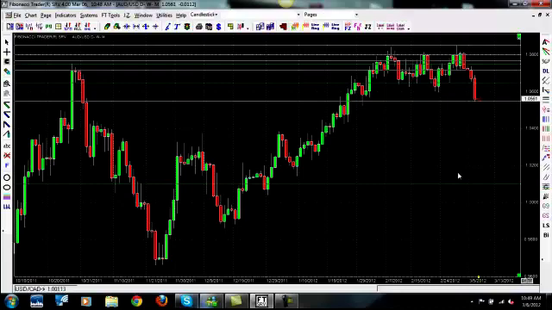So the goal that we talk about always is: pigs get fed, hogs get slaughtered. We want to be a pig. So the goal is take some of your profits and run. So here's how we would handle trading a long-term trade.